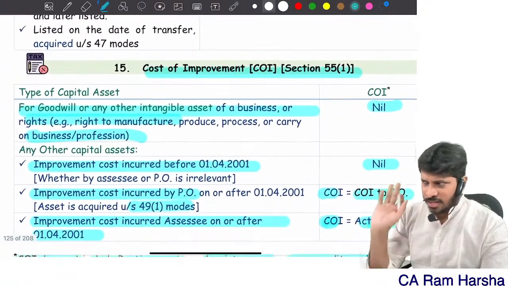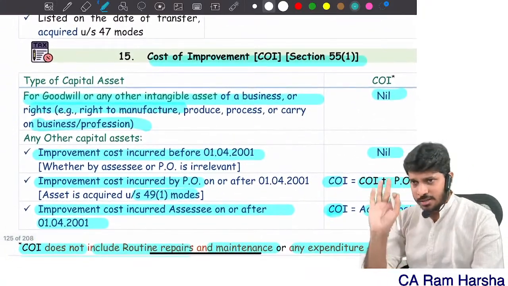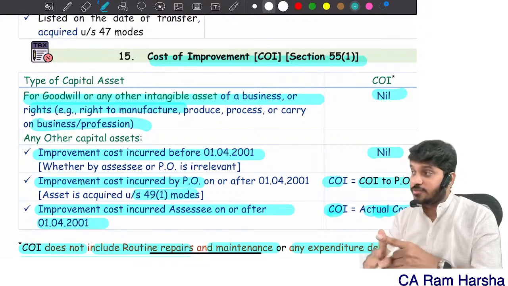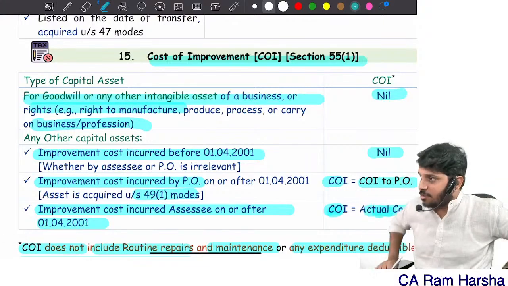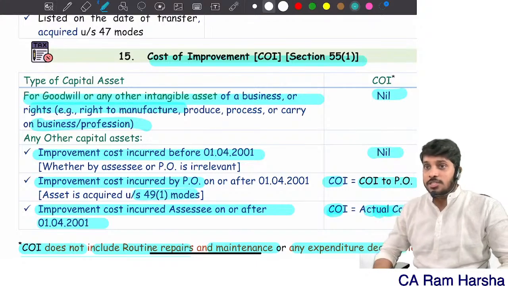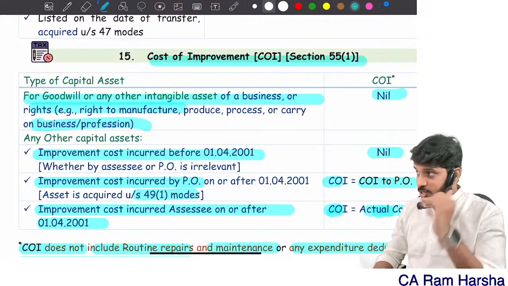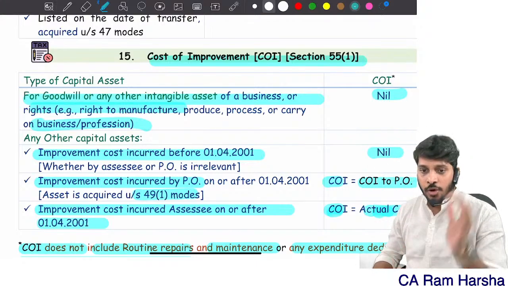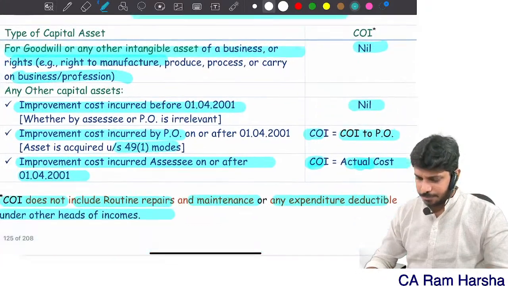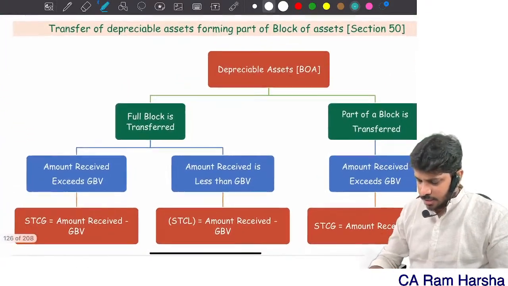That's it. Okay. To that extent, it is more than sufficient. This understanding is sufficient for cost of acquisition, cost of improvement, all that. Able to understand? So with this, cost of acquisition is predominantly covered. Period of holding is predominantly covered. Cost of improvement is also predominantly covered. Clear, all of you? Yes. Just 1 minute.